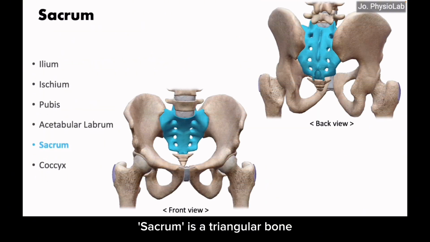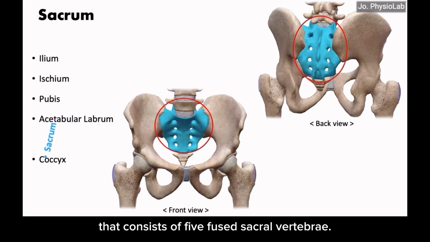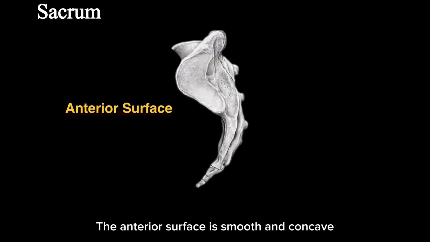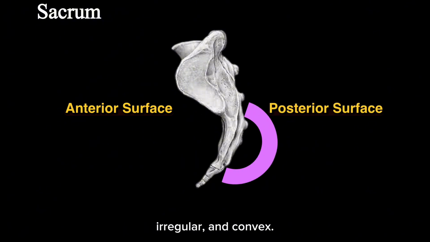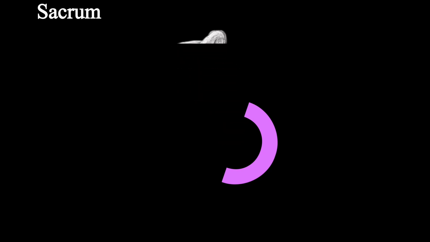The sacrum is a triangular bone that consists of 5 fused sacral vertebrae. It has anterior and posterior surfaces. The anterior surface is smooth and concave, while the posterior surface is rough, irregular, and convex.